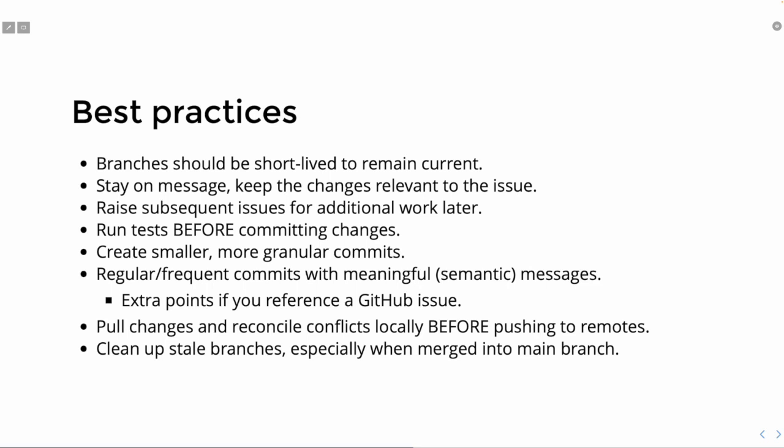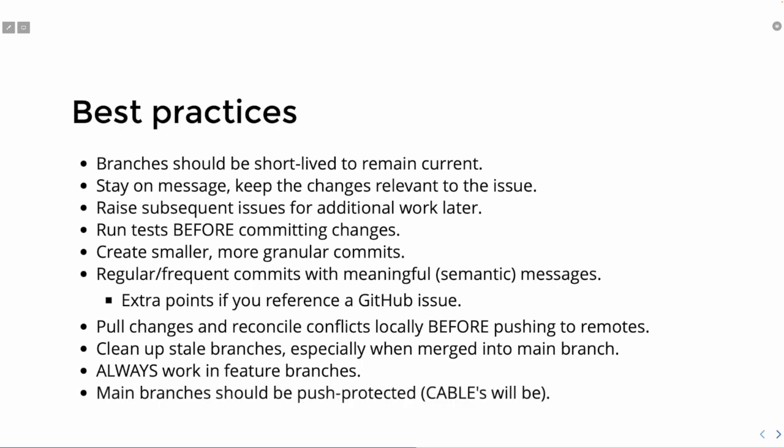We've actually activated a setting on GitHub itself to delete stale branches once merged remotely, but that's not going to fix what's happening locally for you. And always work in feature branches. People will not be able to push directly to main. Main's going to be protected, as we say there. So main branches are push protected, if it hasn't already been switched on by the time we're recording this video.